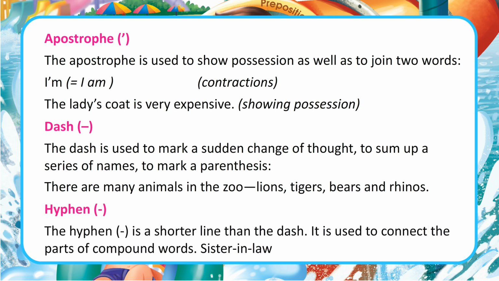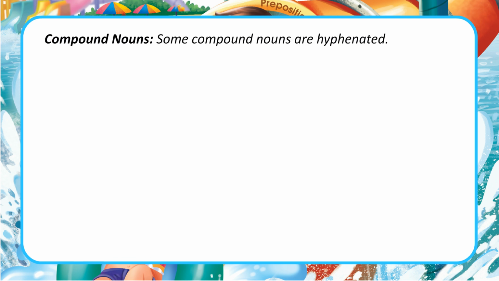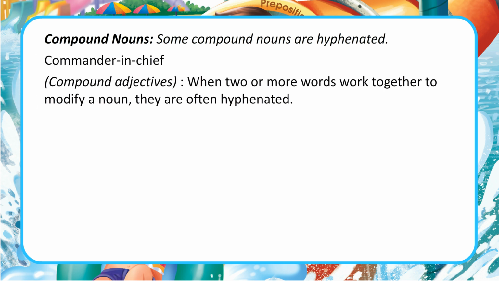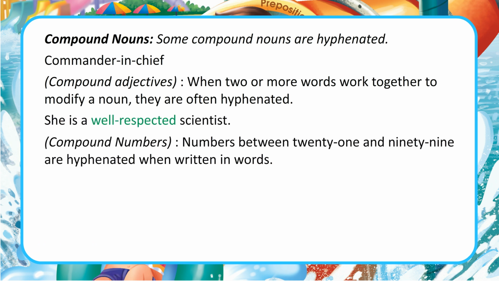Hyphen. The hyphen is a shorter line than the dash. It is used to connect the parts of compound words. Sister-in-law. Compound nouns. Some compound nouns are hyphenated. Commander-in-chief. Compound adjectives. When two or more words work together to modify a noun, they are often hyphenated. She is a well-respected scientist.